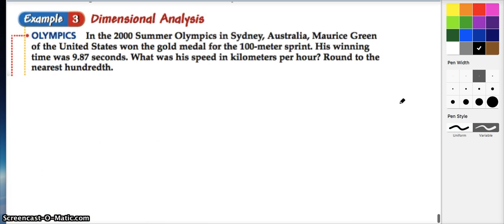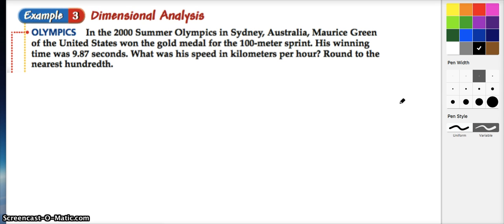So here we're going to talk about dimensional analysis. This is something I don't remember covering. I know I've covered this in pre-algebra, but I haven't had any of you for pre-algebra, I don't think. So this might be a new way of looking at it. So dimensional analysis is going to really refer to changing the units. Let's take a look at this example.